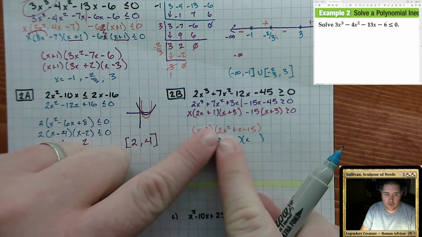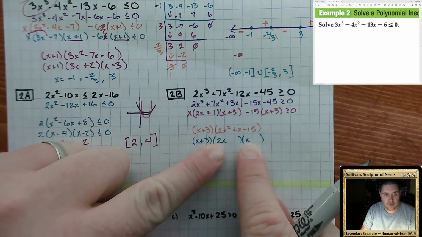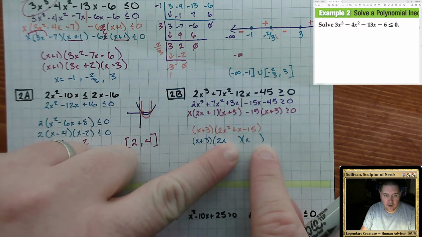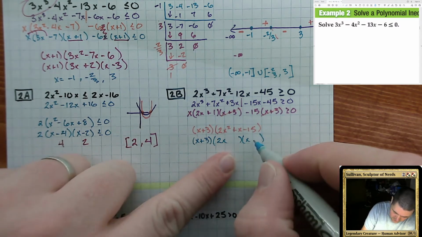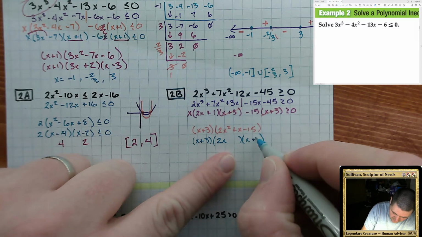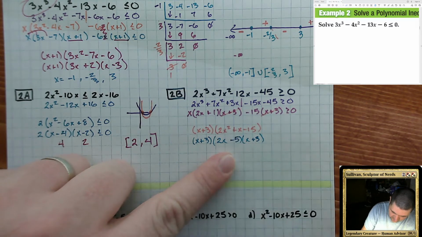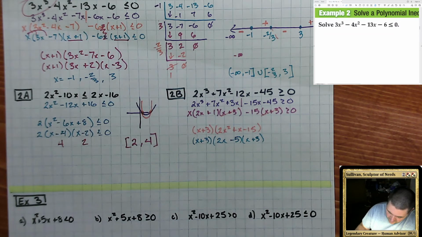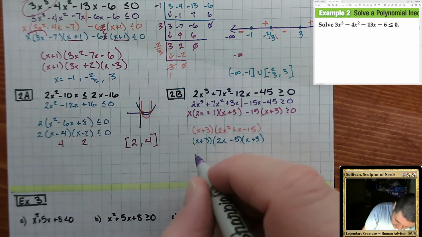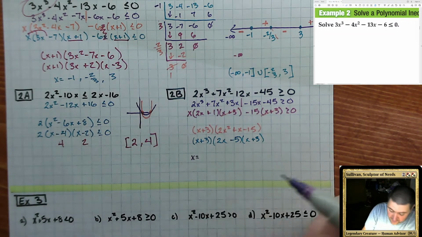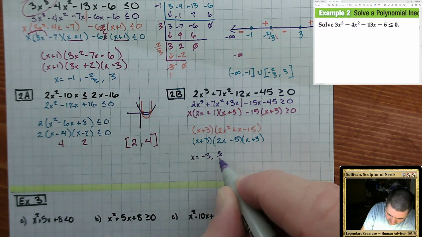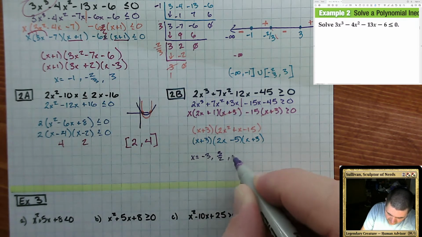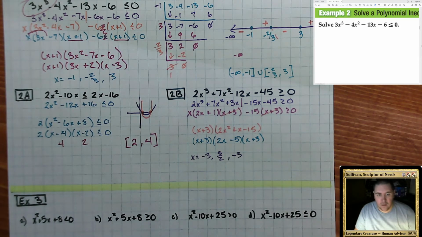The only way I'm going to get 2x squared is with 2x and x. Mental math your way around factors of negative 15 to get a positive 1 in the middle. I'm seeing a plus 3, minus 5. And there be my answers, or my x-intercepts, I should say. Negative 3, positive 5 halves, negative 3 again. Okay, that multiplicity is going to come in.